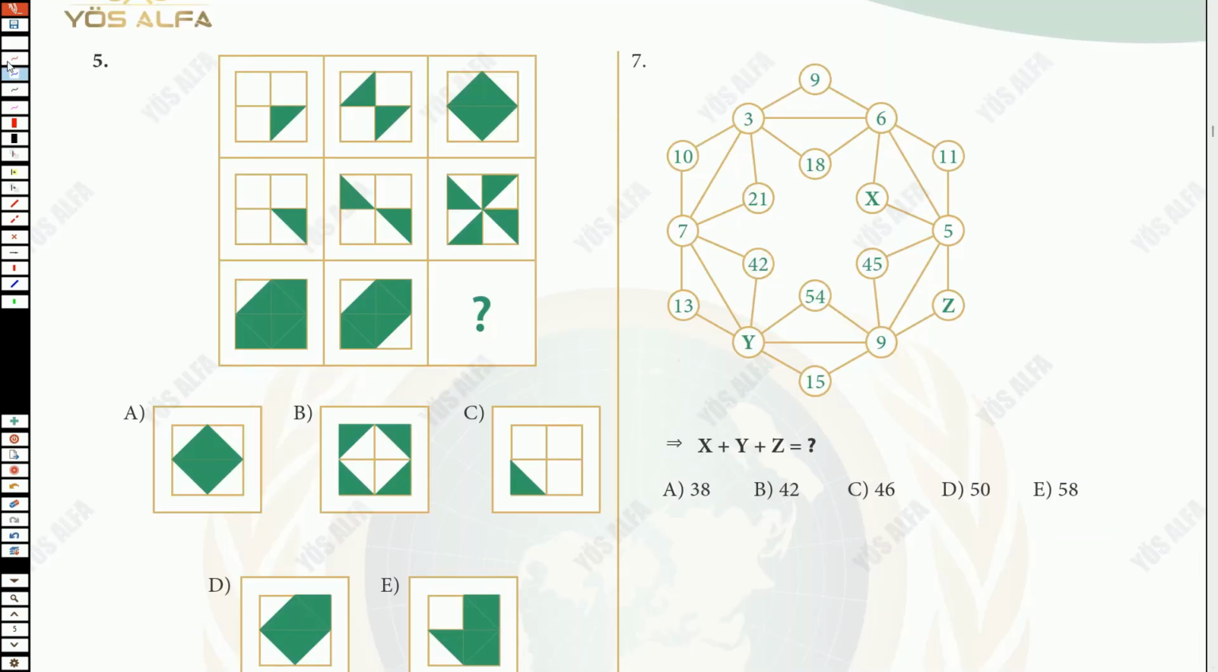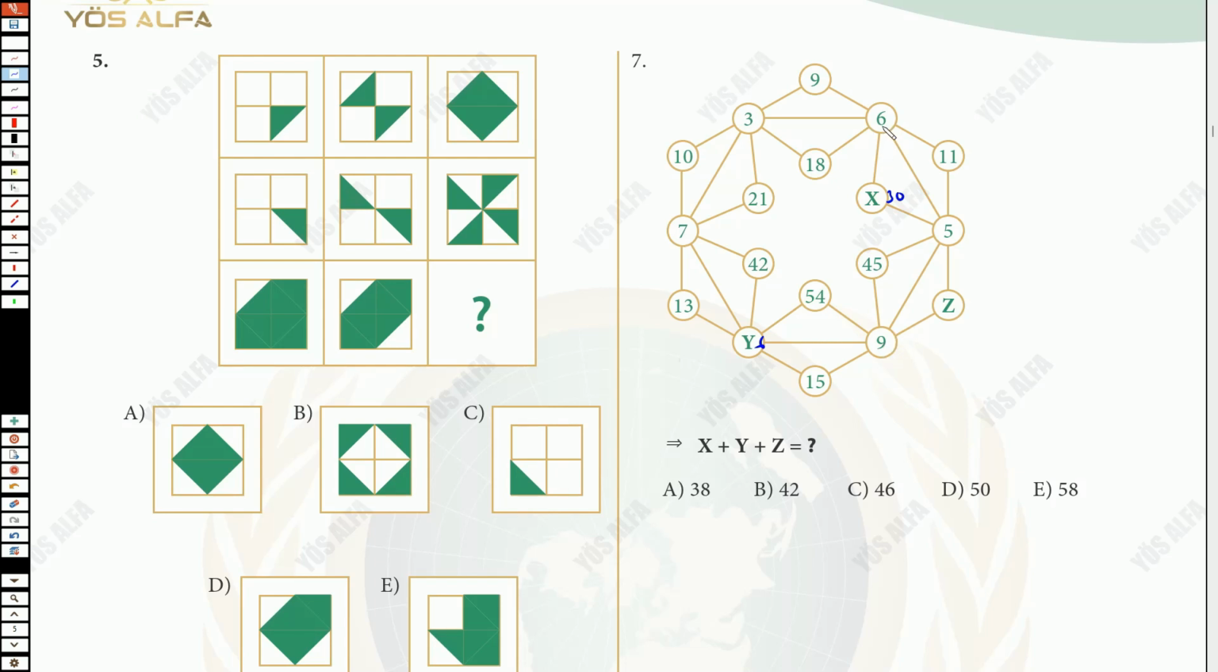Number 7. This is the number figure relation problem again. So we're supposed to find the relations between them. To get 21, we multiply 7 and 3. To get 18, we multiply 6 and 3. So that means to get X, we should multiply 5 and 6, 30. And to get 54, we multiply 9 by 6. So we're left with Z only. To get Z, there should be another operation.